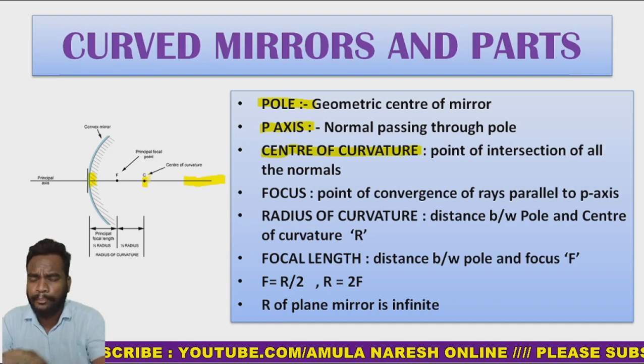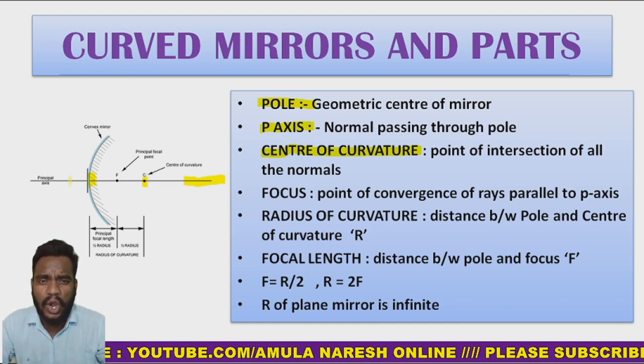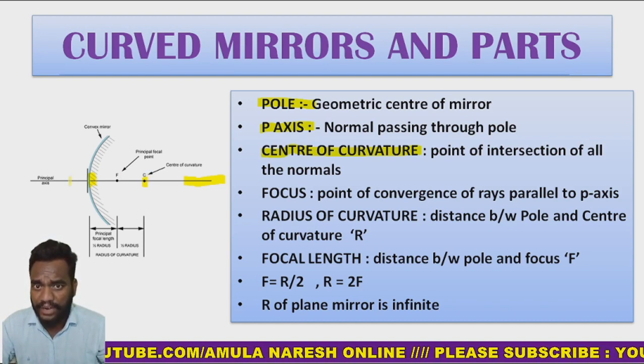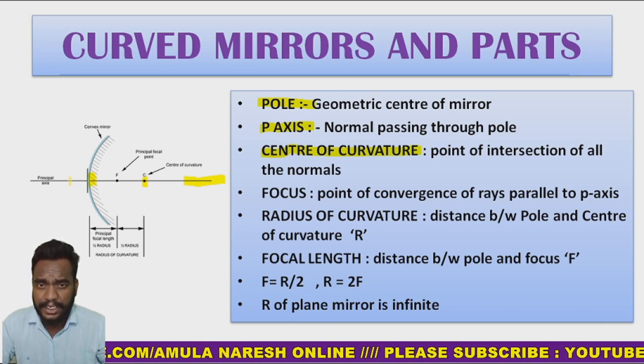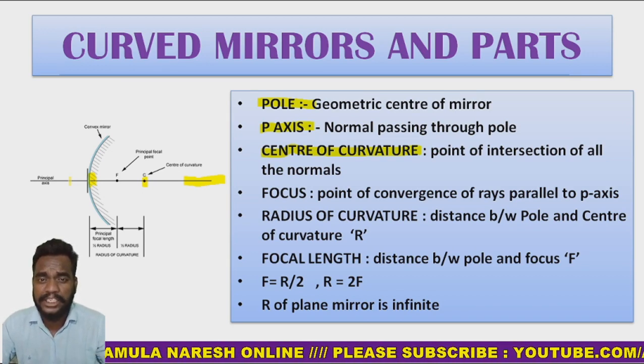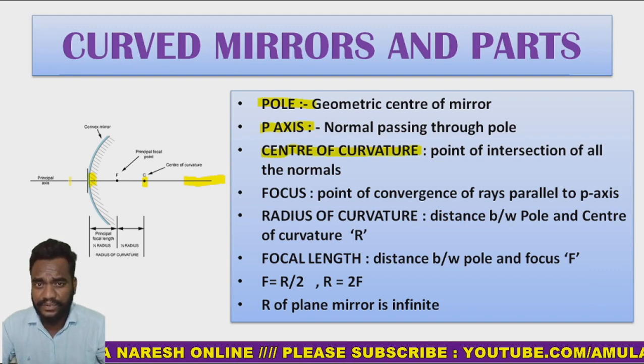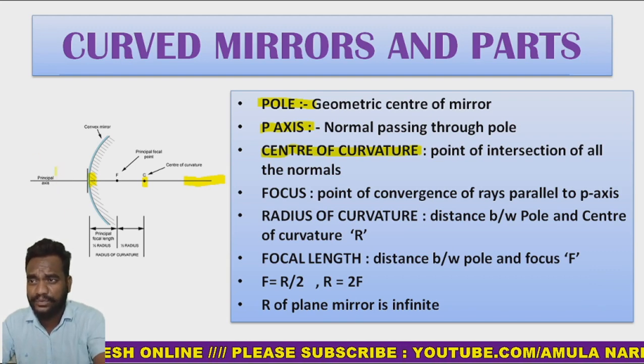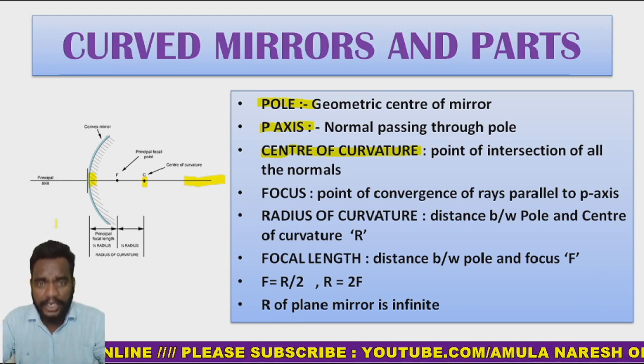Then what is focus? The point of convergence of a parallel beam of light which is incident, with rays parallel to the principal axis. All those rays will converge at a point, and that is called the focal point. That is for concave mirrors.